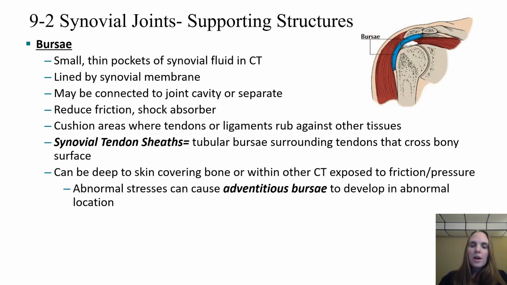And we can get bursa that develop in abnormal locations that are not naturally occurring because of abnormal stresses, and those are called adventitious bursa. So if for some reason, due to some activity we're doing or an injury, we are getting an abnormal stress in an area, our body might actually create this adventitious bursa to help provide some cushioning.